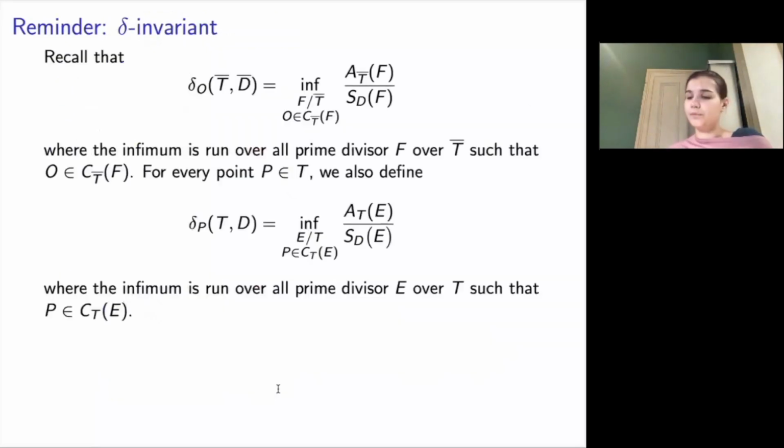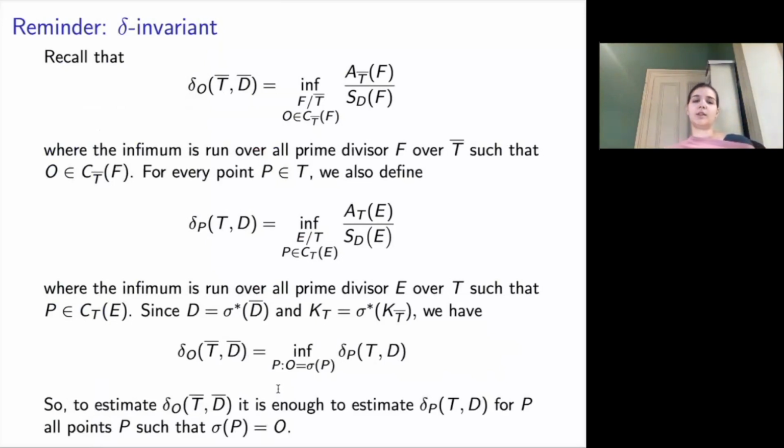Similarly as before, we define a local delta invariant first on T bar and then on T. So T bar is the Del Pezzo surface below, and T is the weak Del Pezzo surface above, which maps to and resolves the singularity on T bar. And we can see that the infimum of the local delta invariants on the four points which map to the point P will give us the local delta invariant on T bar.